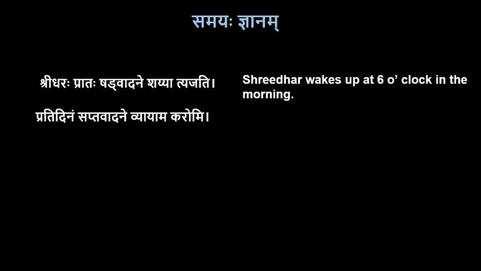Pratidinam Saptavadane Vyayam Karomi. I exercise at 7 o'clock every day. Pratidinam, every day. Sapta means 7. Saptavadane, that is 7 o'clock. Vyayam Karomi. Karomi is first person singular. The speaker is talking about one's own self. Here we can observe that there is no subject, no karta in the Sanskrit sentence. Still we can add here I. I exercise. That is Vyayam Karomi.